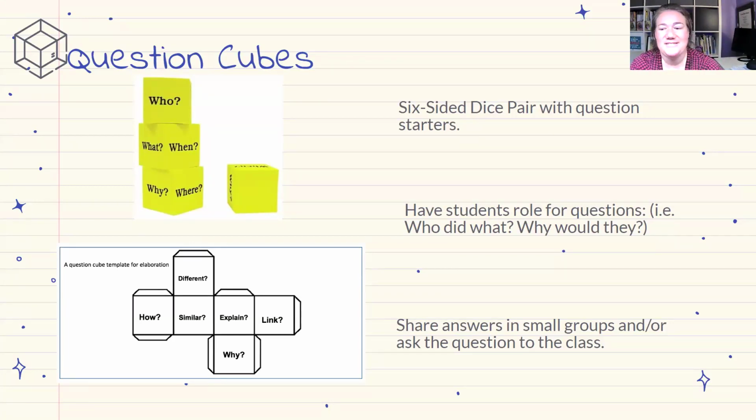Maybe I roll, how are they different? Maybe I'm rolling, what lessons did we learn from the revolution, or what should we have learned in the Revolutionary War that we didn't manage to learn until 1812? You can use them in different contexts with different ideas. And again, it's a way for them to generate or develop discussion.